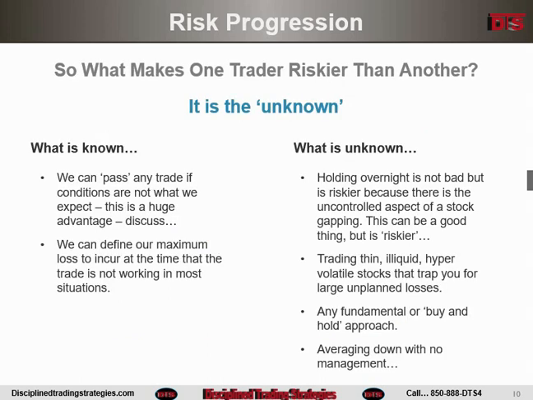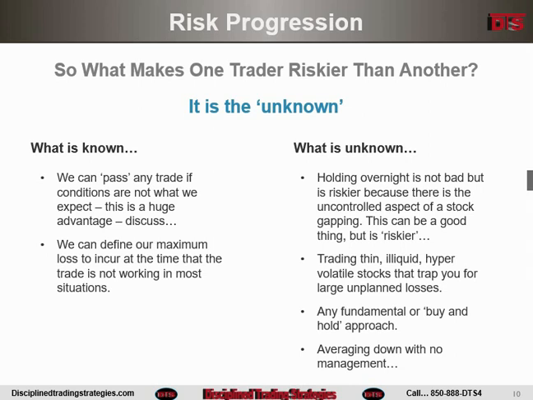What it really comes down to in terms of risk is the unknown in trading. So what is known? We can pass any trade if conditions are not what we expect. This is a huge advantage. We have the ability to say no to any trade. We can define our maximum loss that will be incurred at the time the trade is not working in most situations. So these things are known to us.